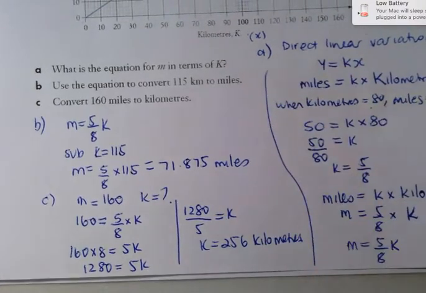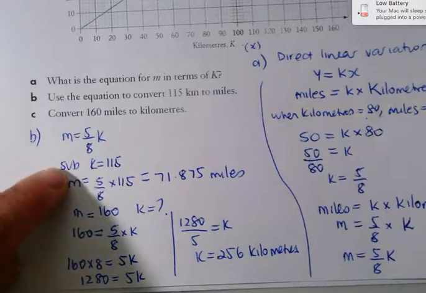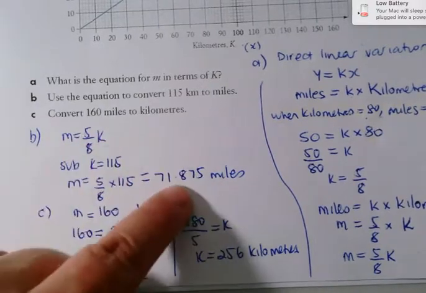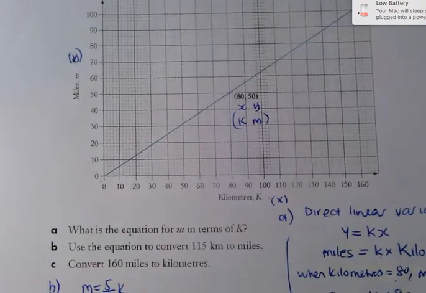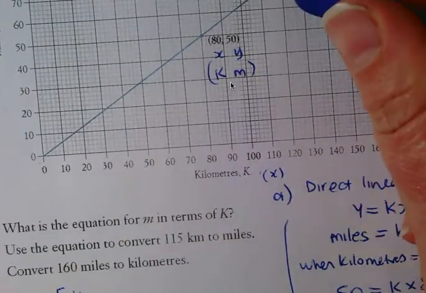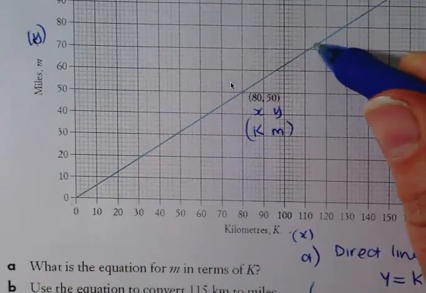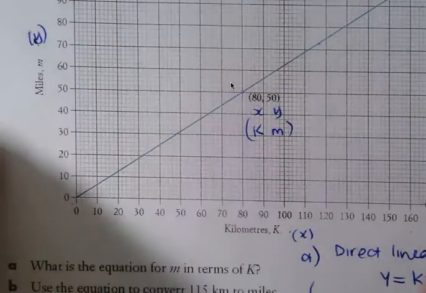Okay, so let's just have a look at how those results look on the graph as well. So 115 kilometers is about 72 miles. So let's have a look. So what do we say? 115 kilometers, roughly about here, about there, is 72 miles. That looks good. And the other one is 160 miles.